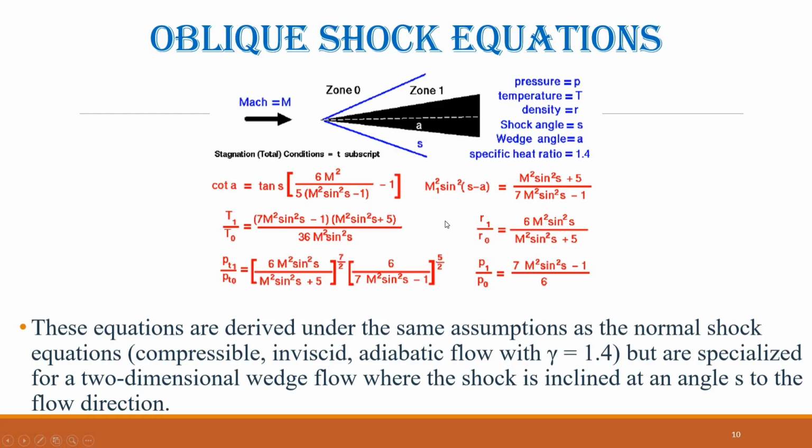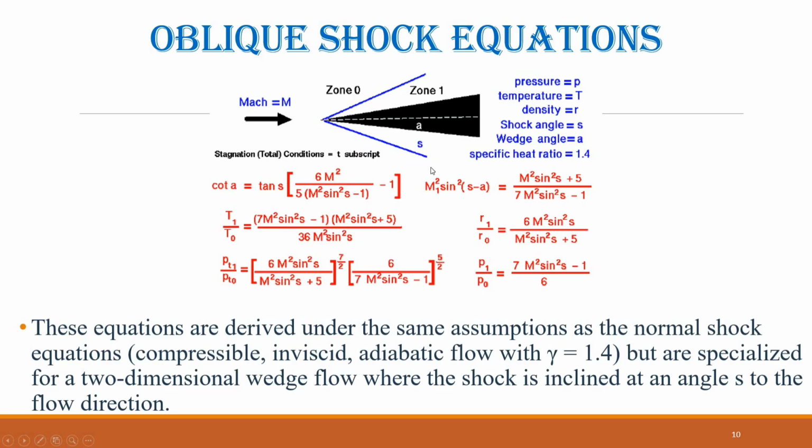Oblique shock equations. Here ρ represents the density, P represents the static pressure, T represents the temperature, total P represents the total pressure, M represents the Mach number, A represents the wedge angle, and S represents the shock angle.